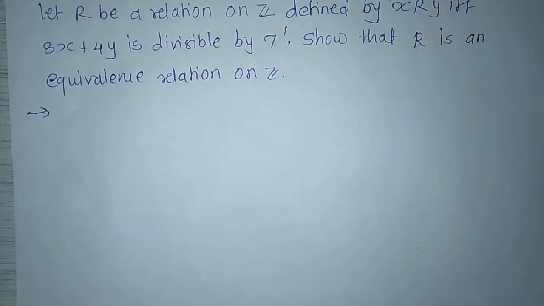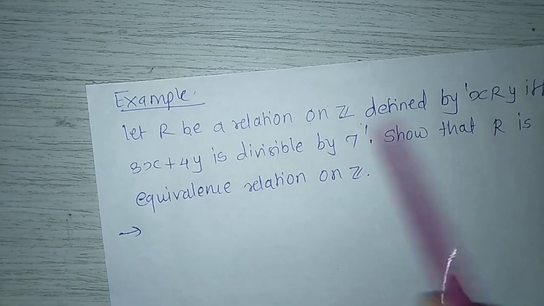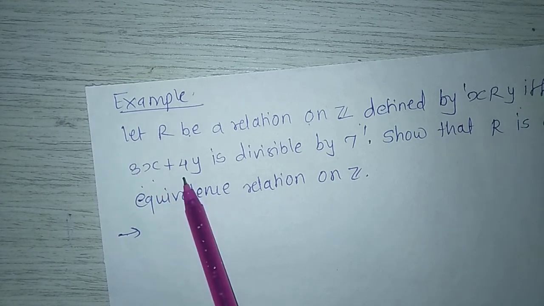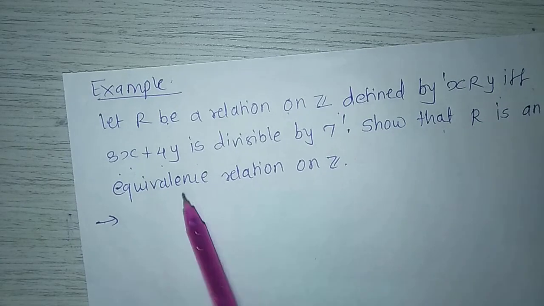Next example: let R be a relation on Z defined by x relates to y if and only if 3x + 4y is divisible by 7. Show that R is an equivalence relation on Z.